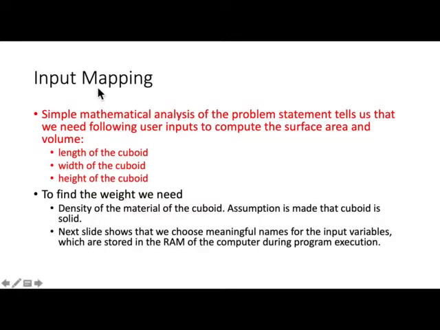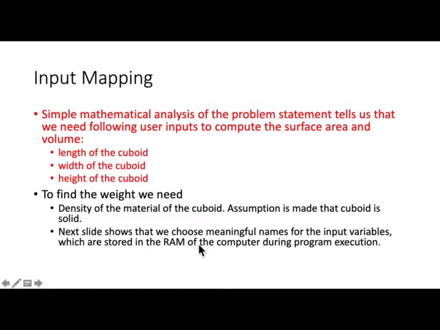So let's do the input mapping first. Simple mathematical analysis of the problem statement tells us that we need the following user inputs to compute surface area and volume. We need the length of the cuboid, we need its width, and we need its height. But to find the weight, we also need the density of the material of the cuboid, and we're going to assume that the cuboid is actually solid. There are no hollow portions in it.